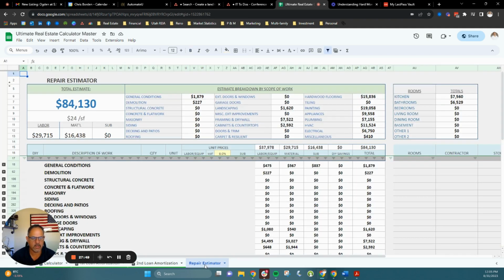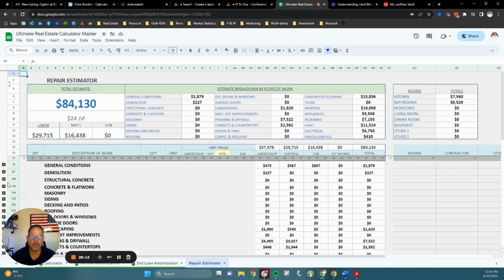Now, the repair estimator is going to be a lot more detailed. It's going to give you every single segment of the property that you should be looking at for the renovation. It's going to break down how much is labor cost, material cost, and subcontractor cost, and if I did any of the work myself, what that savings will look like. So let's just go into one of these.